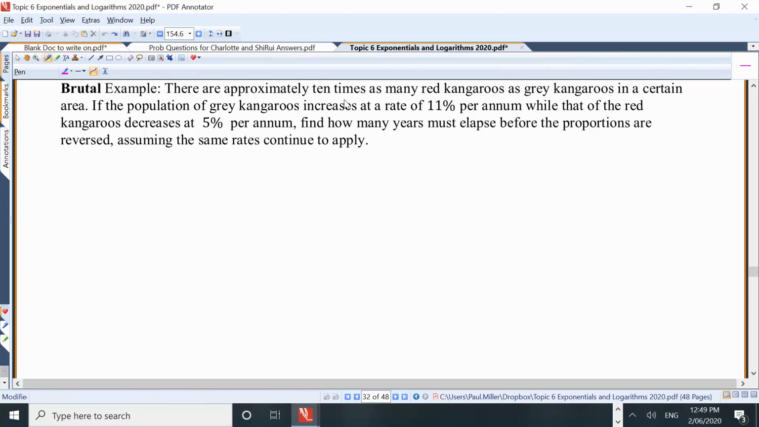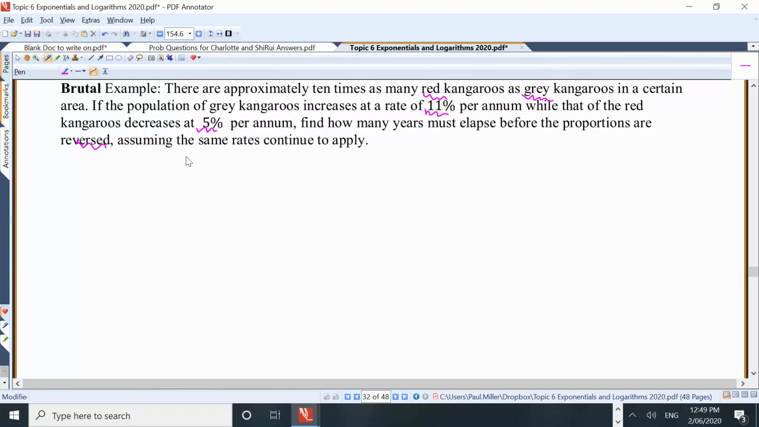Okay, so what we've got in this scenario is that there are approximately 10 times as many red kangaroos as grey kangaroos. Okay, so for every one grey kangaroo, there's 10 red kangaroos. If the population of grey kangaroos increases at a rate of 11% per annum, while that of the red kangaroos decreases at 5%, how long before the proportions are reversed? That is, that there's going to be 10 times as many grey kangaroos as red kangaroos. All right, well, here's how we do this problem.